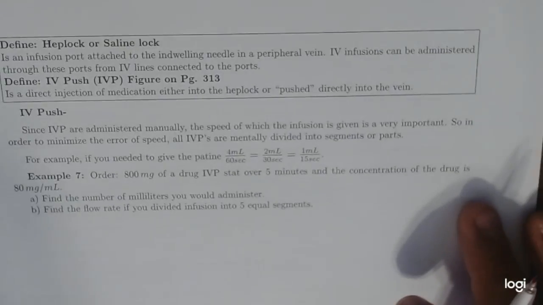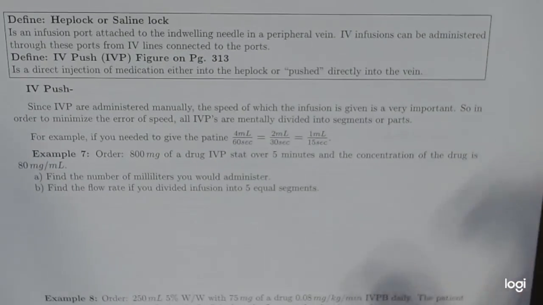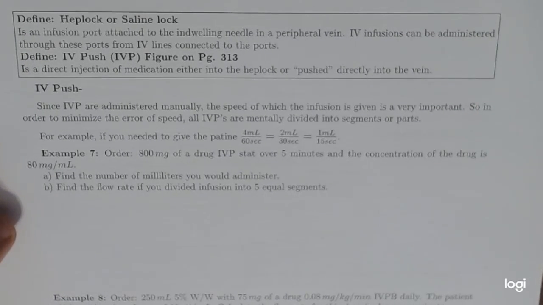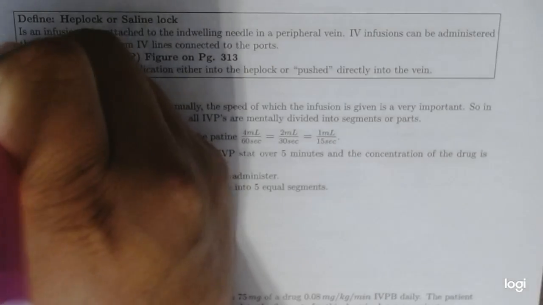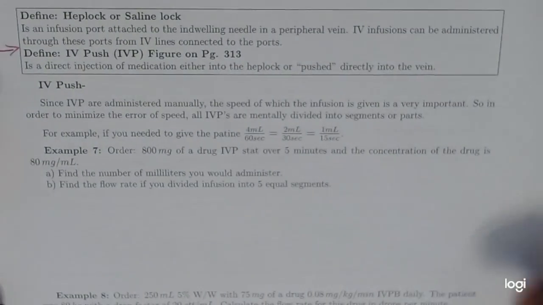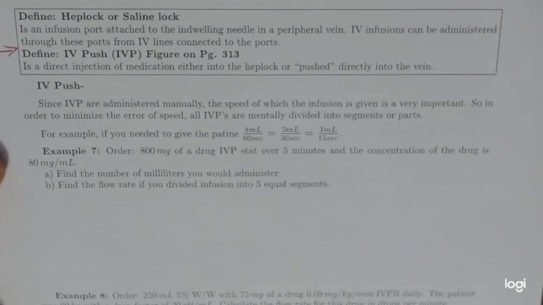So these are the next two definitions we care about. Okay? The next two definitions are called a HEP lock or a saline lock, and an IV push. IV push is very interesting when it comes to medications. Okay? So first, a HEP lock is an infusion port attached to the indwelling needle in a peripheral vein, so an actual vein itself, right? And IV infusions can be administered through the ports from IV lines connected to the ports.